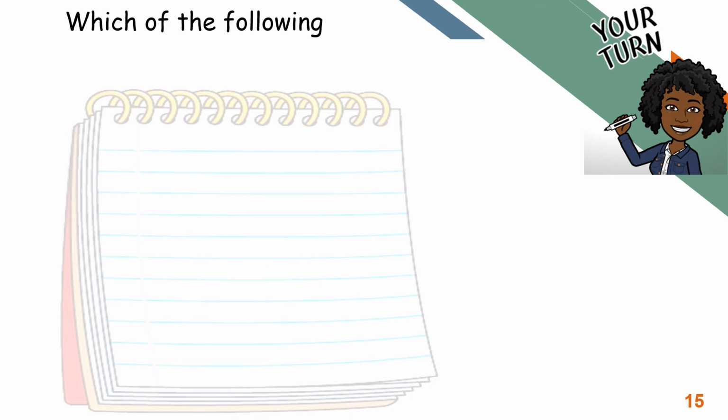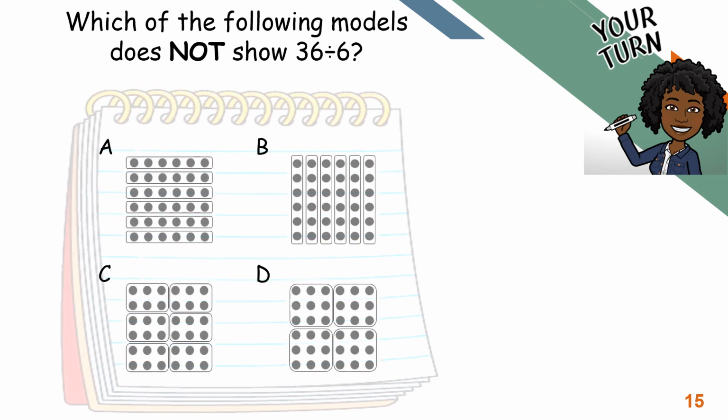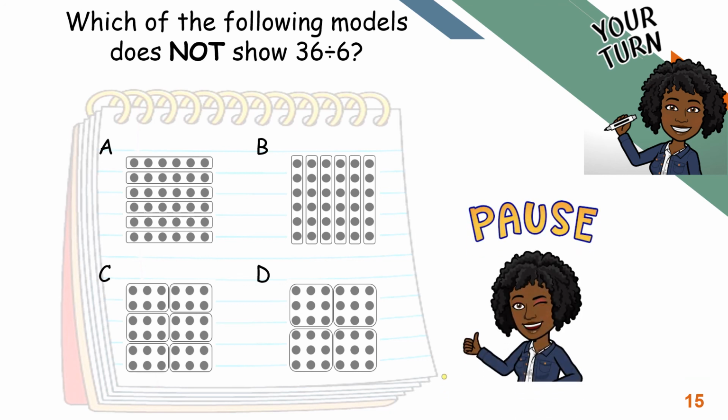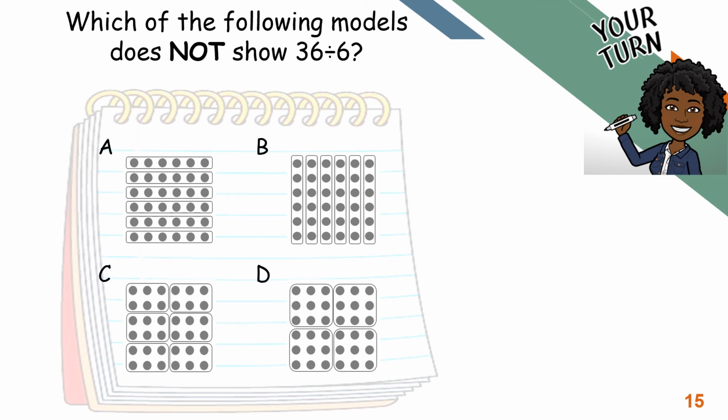Last one. Which of the following models does not show 36 divided by 6? Pause the video and examine the models. We need to be careful when we see the word not in the question, because that means that 3 answer choices are correct and we are looking for the one that's wrong. We know that there has to be 36 dots total. All the models show 36 dots. So now we are looking for the one that does not show 6 groups or groups of 6. Our answer is D, since it only shows 4 groups.